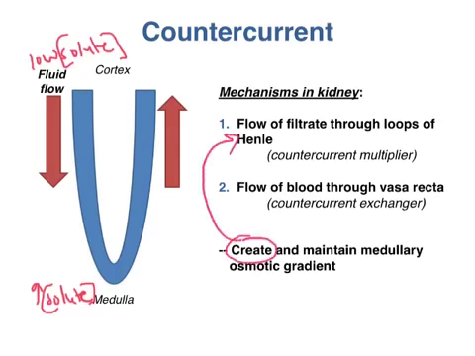The flow of blood through the vasa recta also involves countercurrent mechanisms, because the vasa recta flows very linearly, and blood makes a hairpin turn through the vasa recta. That's called the countercurrent exchanger. Sometimes you'll see that term. And that countercurrent exchanger helps maintain that medullary osmotic gradient.